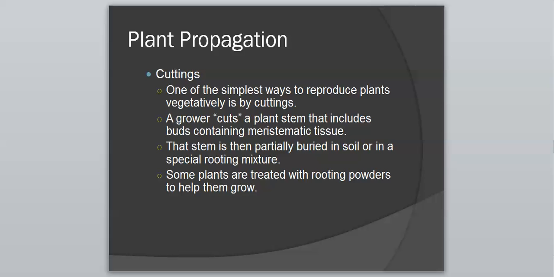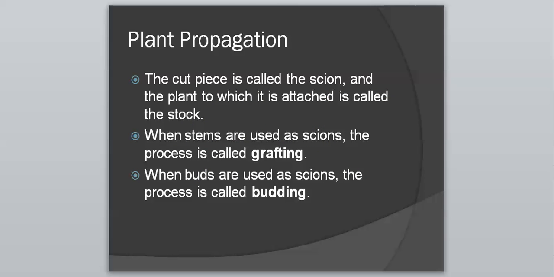And some terms here: the cut piece is called the scion, and the plant to which it is attached is called the stalk. So when we have a bud that we cut away, that's going to be the scion, and the plant that we took it from is called the stalk. Just some random terms; why they came up with these, no one really knows.